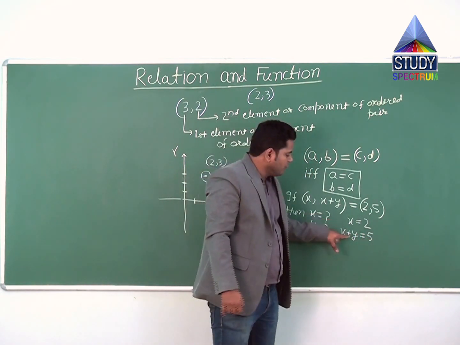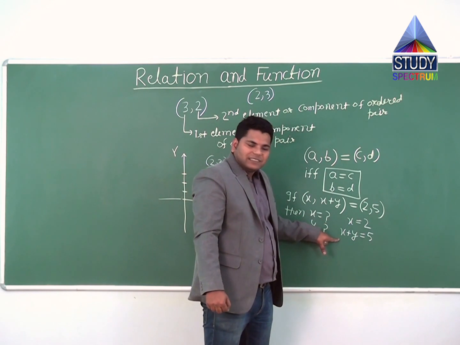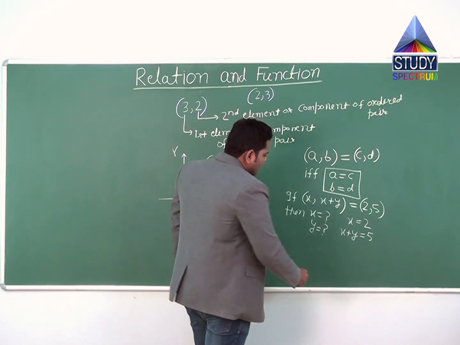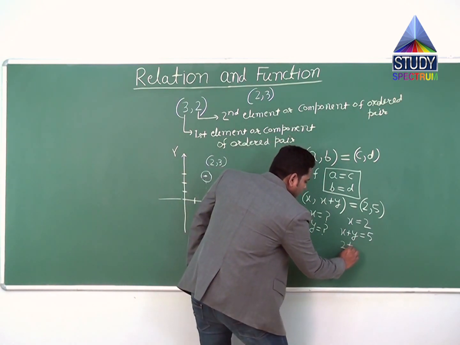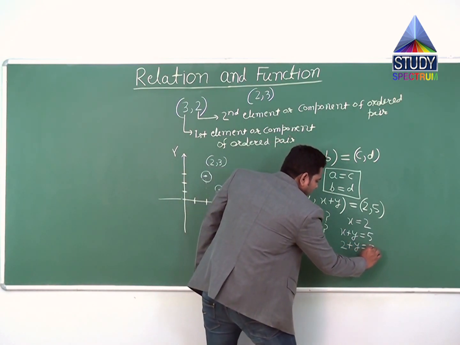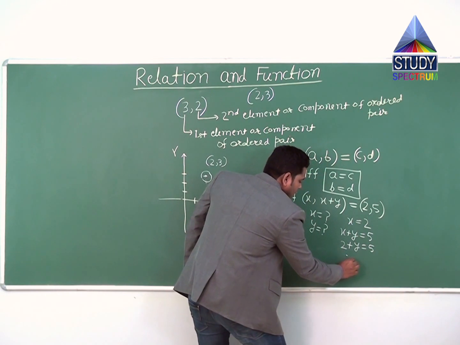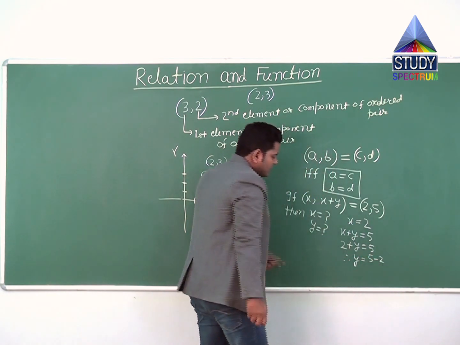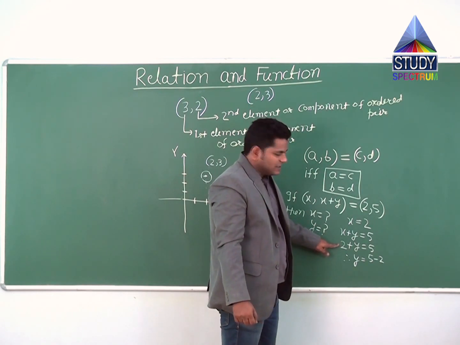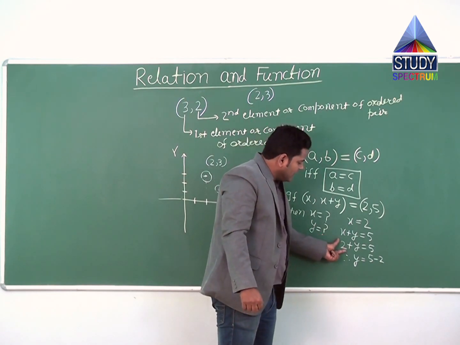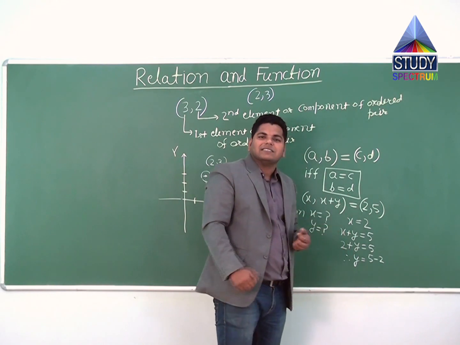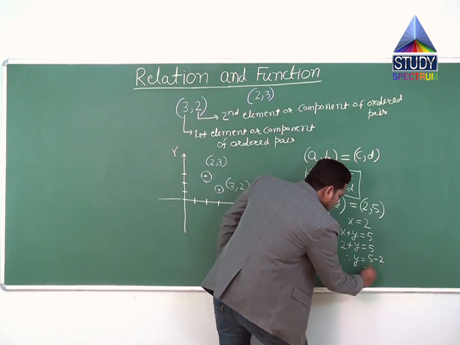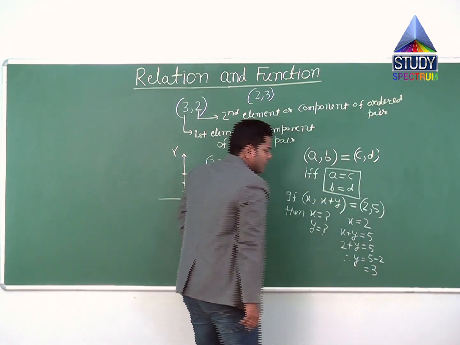So x is 2, so we can put the value of x in this equation, x plus y equals 5, and we will get y. So 2 plus y will be 5, therefore y will be 5 minus 2, because this is plus on the left hand side. When you take this 2 to the right hand side, the sign will change and it will become minus 2. So 5 minus 2 will be 3.